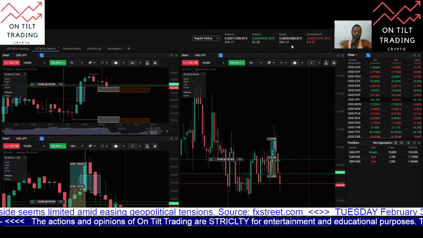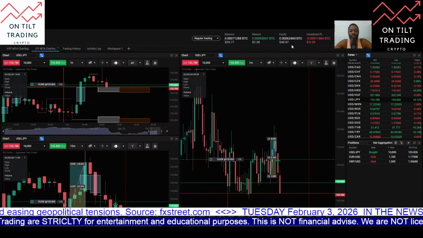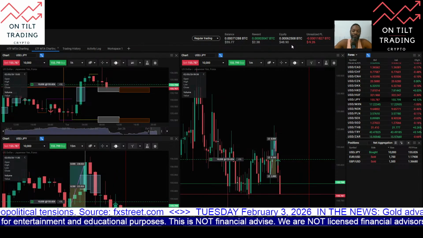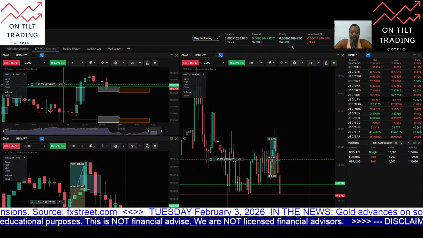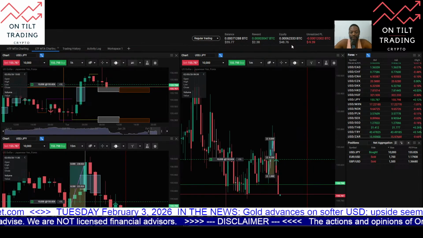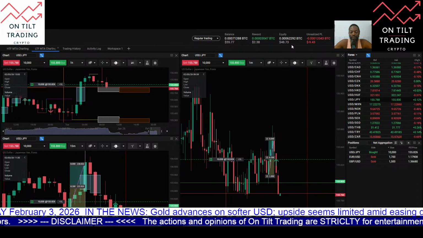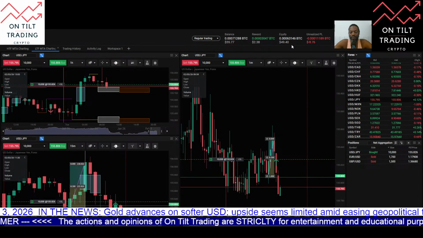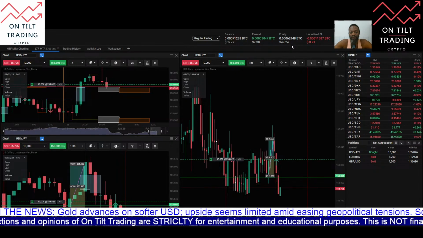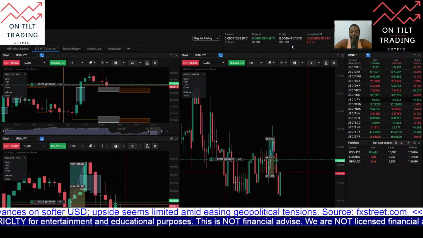So I'm looking for a 2-to-1 reward to risk ratio on this position and on the other positions as well. But I only currently have my stop order placed into the market. I don't have a take profit set in yet, so I'll set that here shortly.